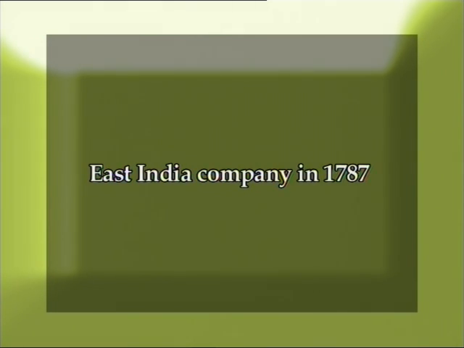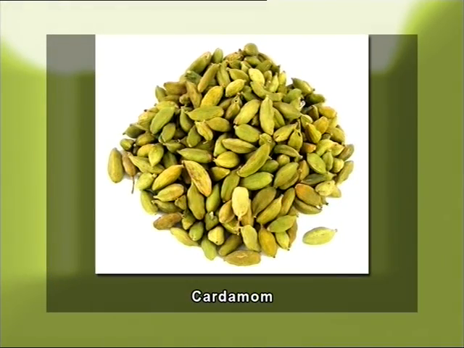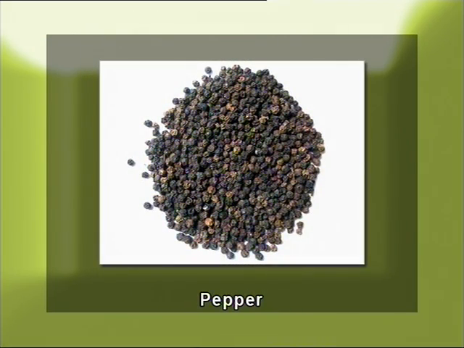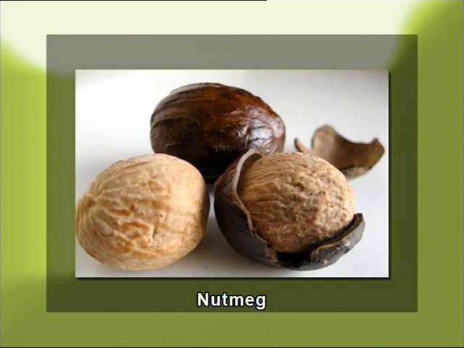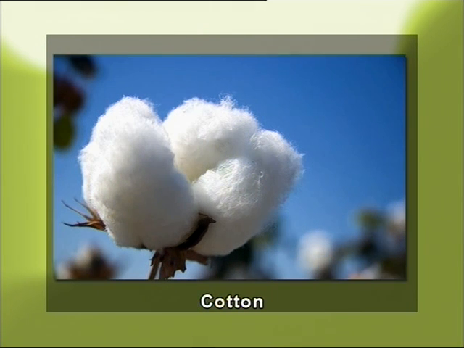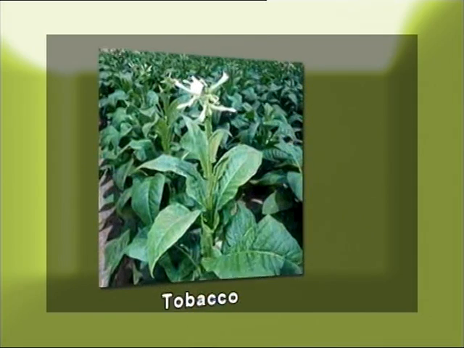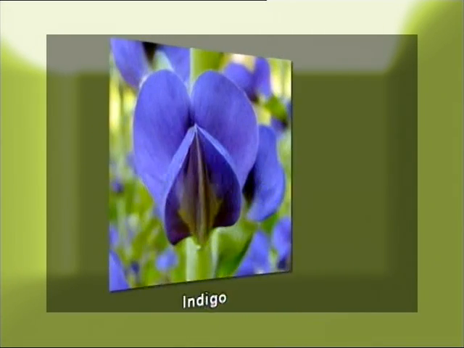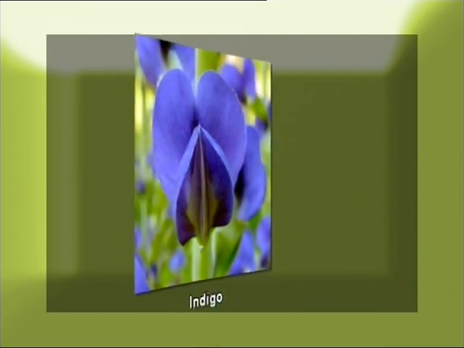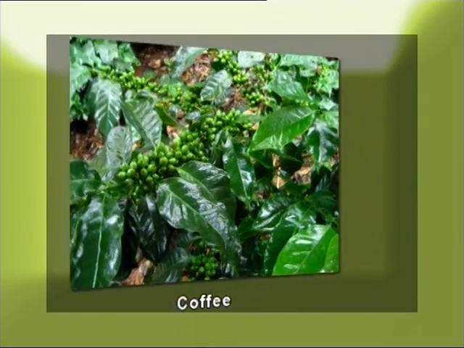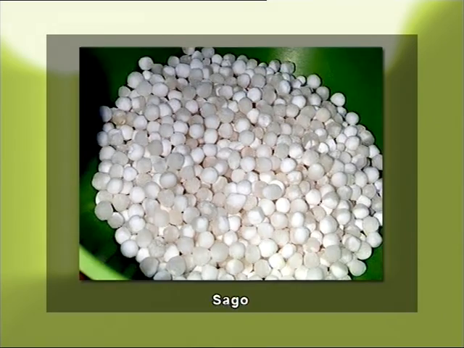His proposal was endorsed by the East India Company in 1787 and he became the honorary superintendent of the new garden, wherein he introduced many economically important plants including cardamom, pepper, nutmeg, cotton, tobacco, indigo, coffee, sago, and teak.